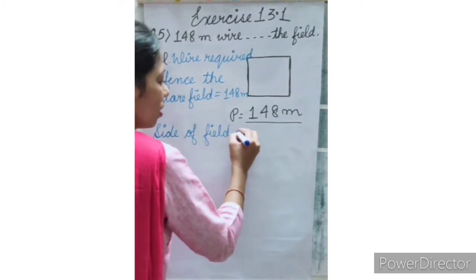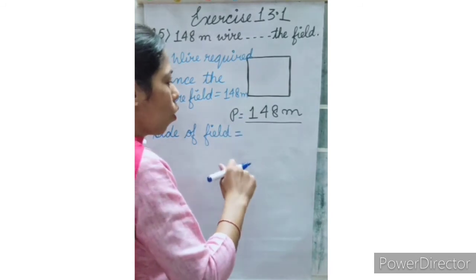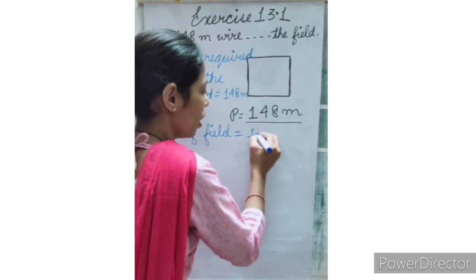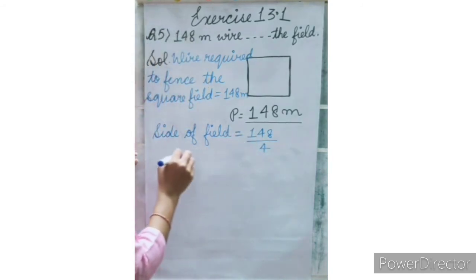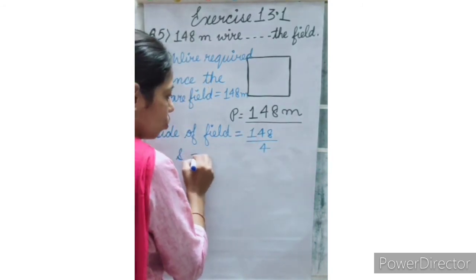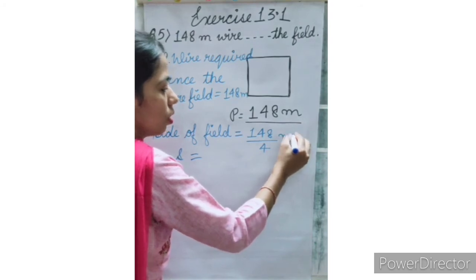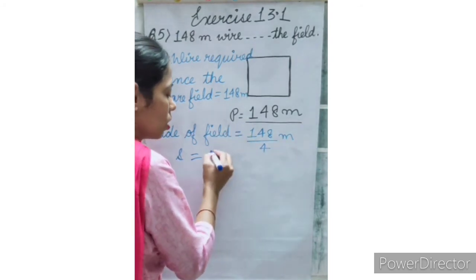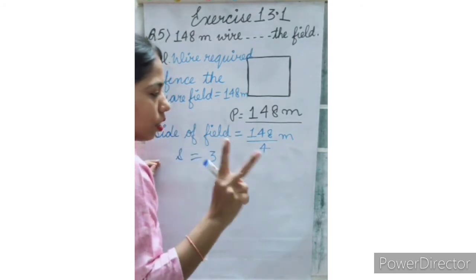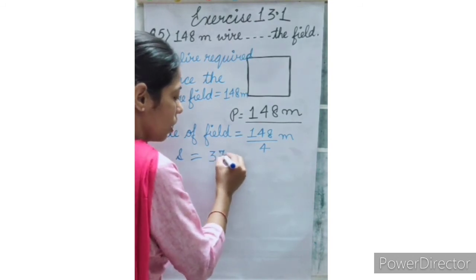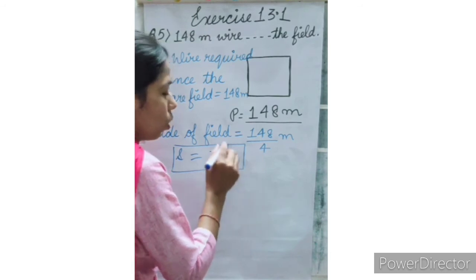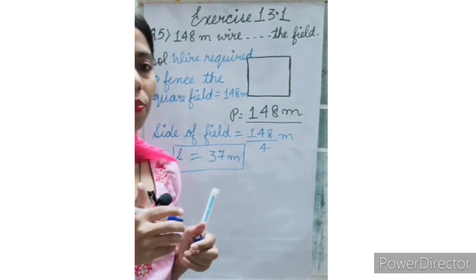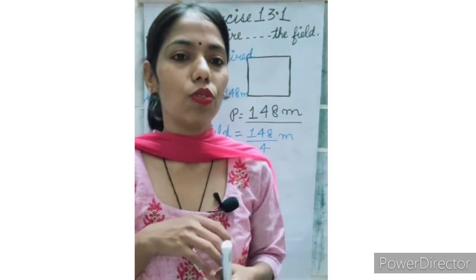So for finding the side of field, what we will do, we will divide this 148 by 4. So S is equals to, it is meter. Now let's divide. 4 3s are 12, 13 14, 4 7s are 28. So the side of the square field is equals to 37 meter. Now let's move to next question.